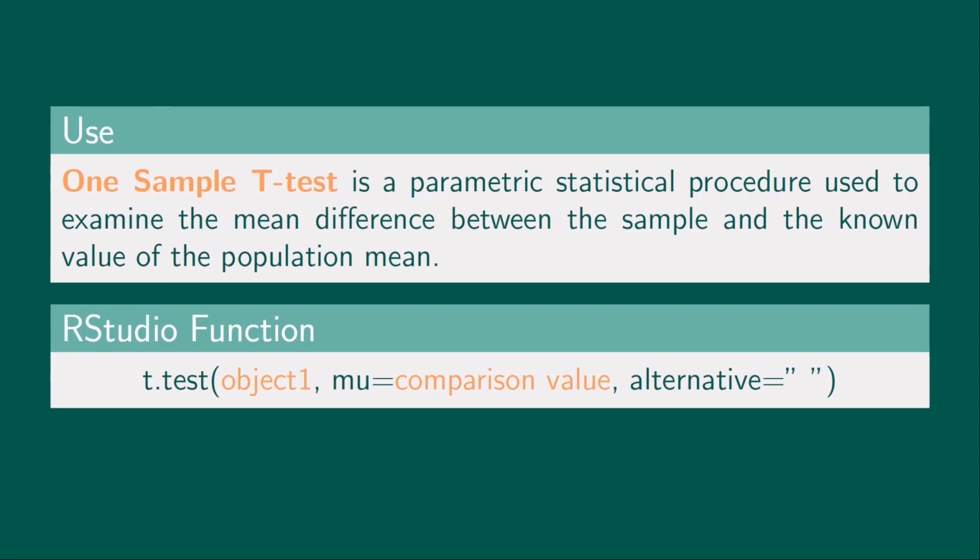Now, let's discuss the one sample t-test. This is a parametric statistical procedure used to examine the mean difference between the sample and the known value of the population mean.